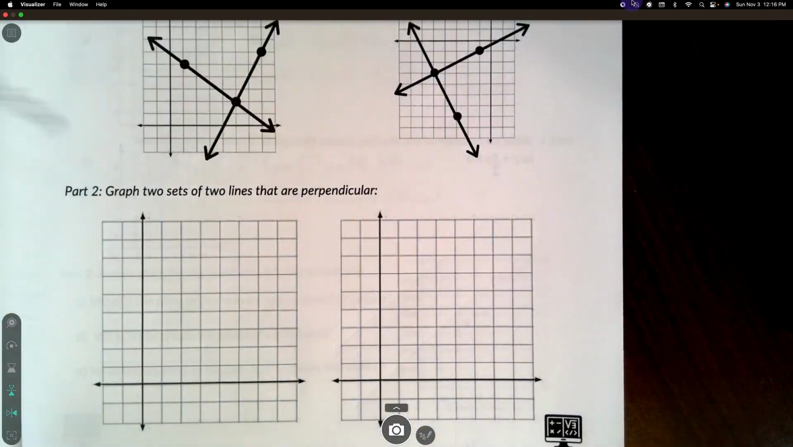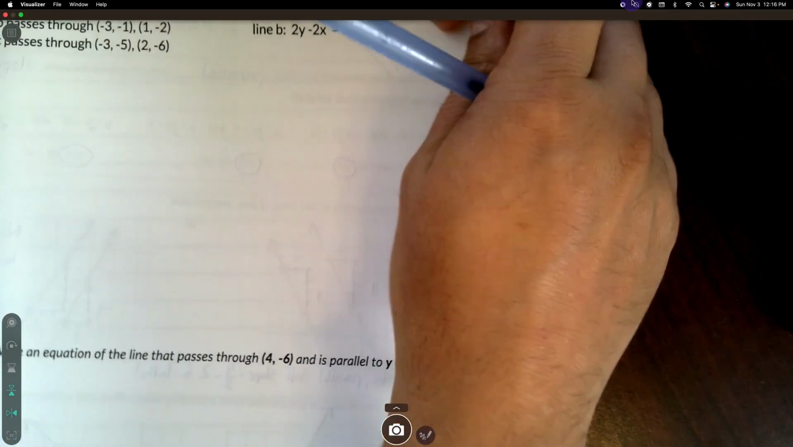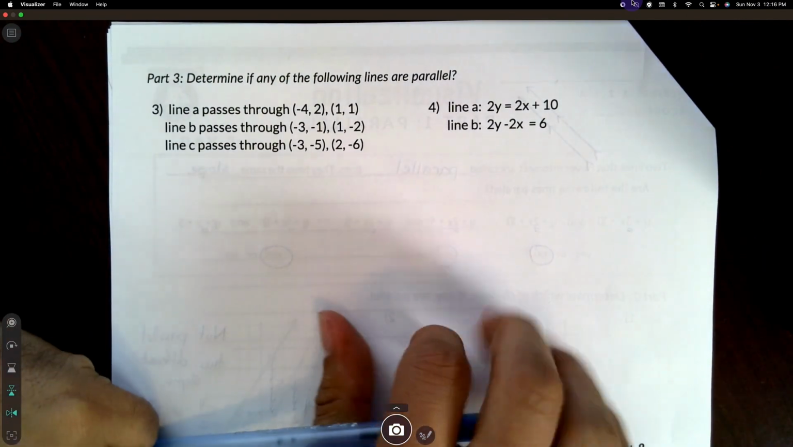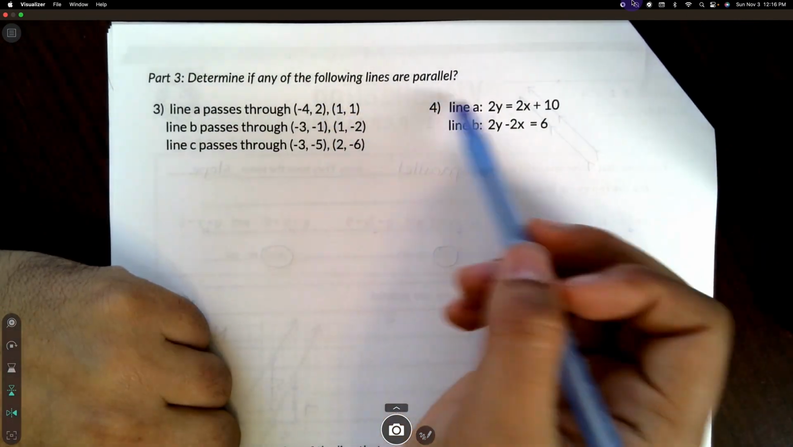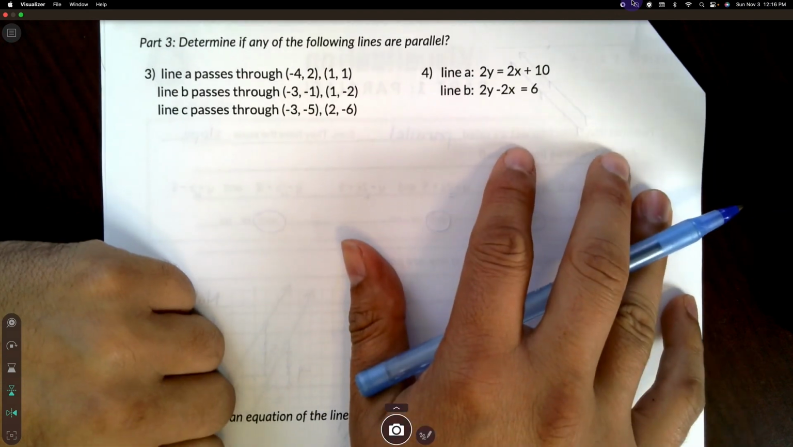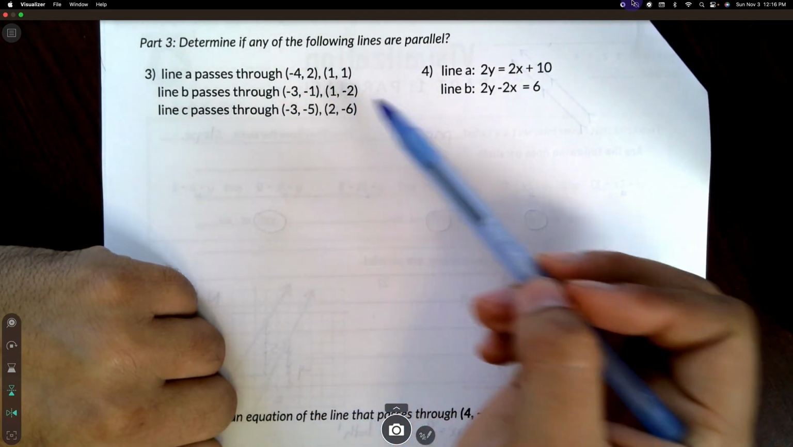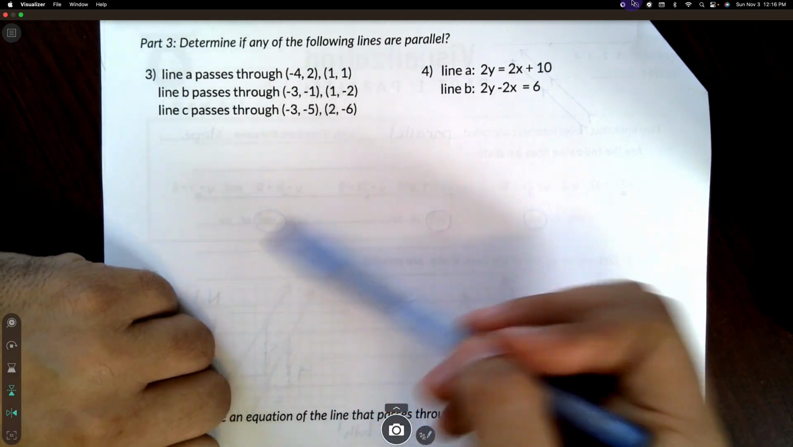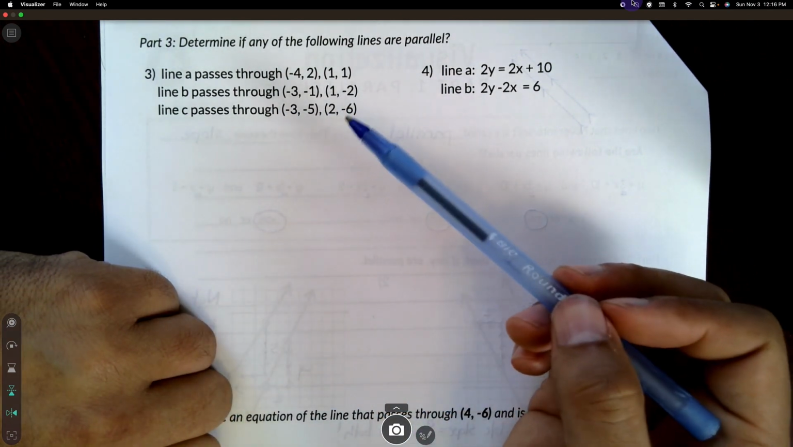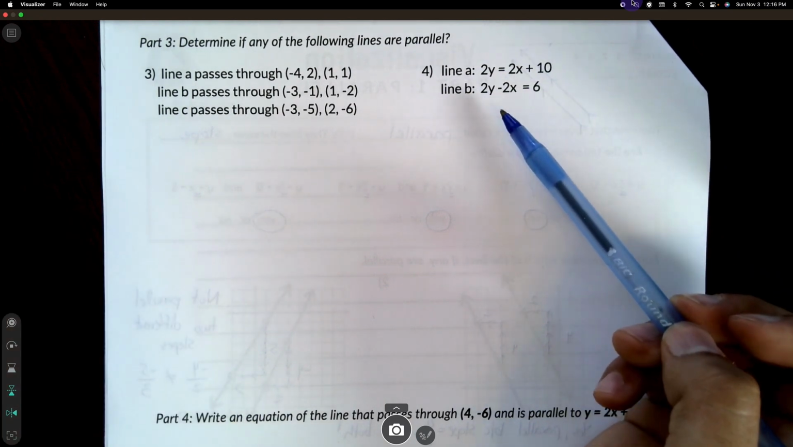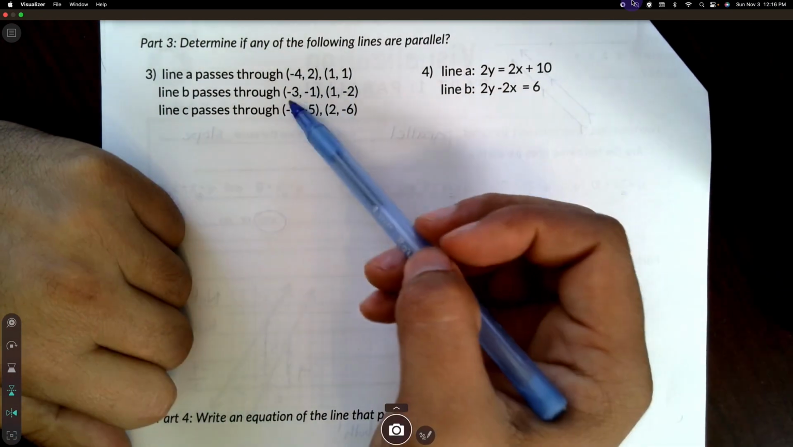All right, flip the page. Just make sure you go to the back. Determine if any of the following lines are parallel. So we got 3 lines here. We have no graph. That would have been nice. And then we have 2 lines, 2 equations. So let's see if any of these are parallel.